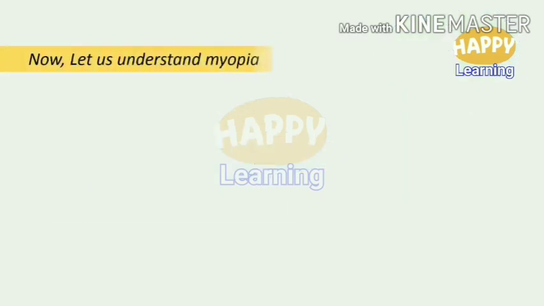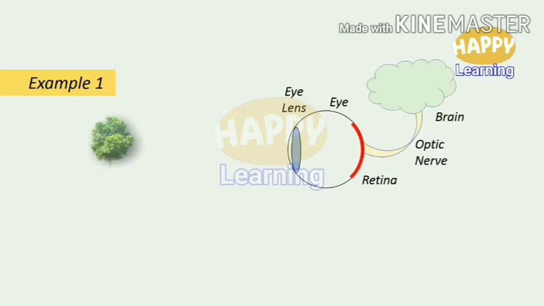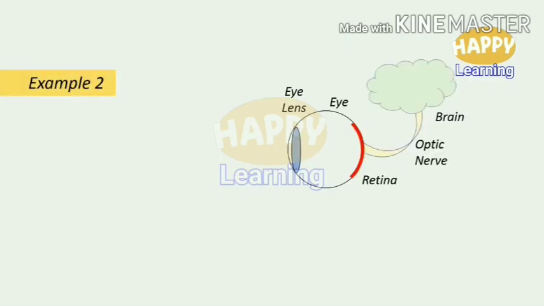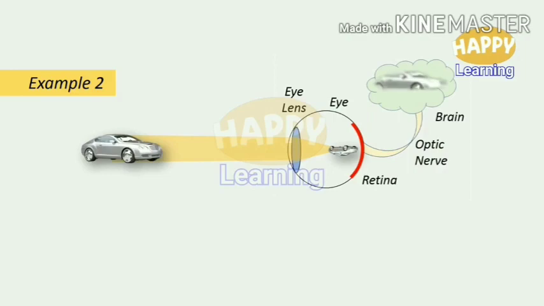Now let us understand myopia. Example 1. Here is an object. The rays pass through the eye lens and are converged to a point before the retina, and the image is blurred. Example 2. Here is an object. The rays are converged to a point before the retina and the image read by the brain is blurred.